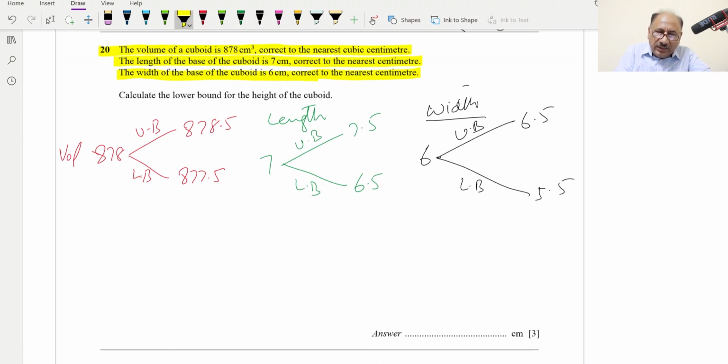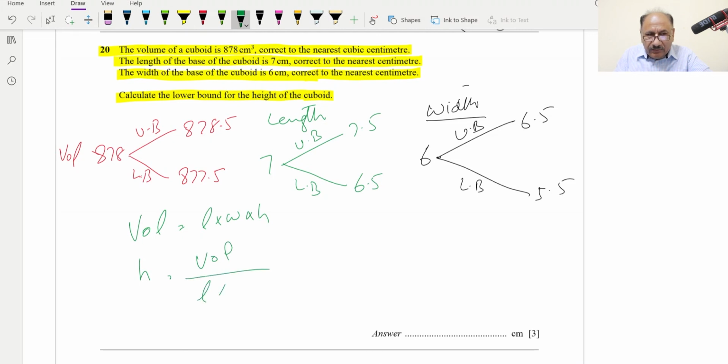What we have to do? Calculate the lower bound for the height of the cuboid. Now formula for height of the cuboid is what? Volume. Volume formula is length into width into height. So height will be equal to volume divided by length into width. Our target is to get height as lower bound. Lower bound of height is required.